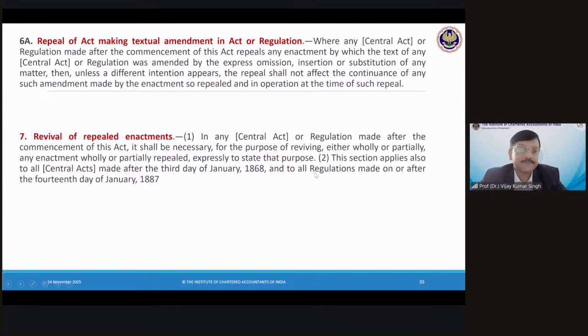Now, 6A talks about repeal of an act making textual amendment in an act or regulation. This is quite an interesting one. And it says, where any central act or regulation made after the commencement of this act repeals any enactment by which the text of any central act or regulation was amended by express omission, insertion, or substitution of any matter, then unless a different intention appears, the repeal shall not affect the continuation of any such amendment made by the enactment so repealed and in operation at the time of such repeal.